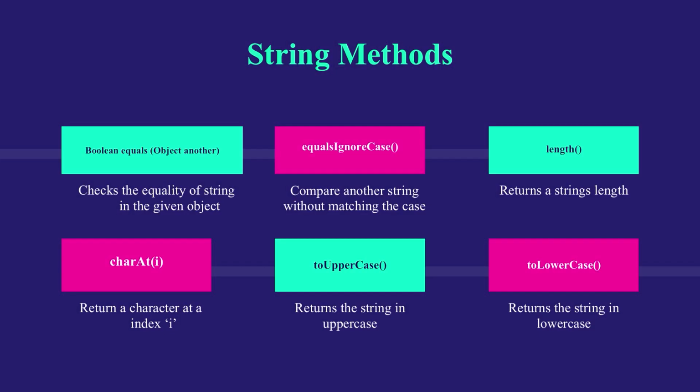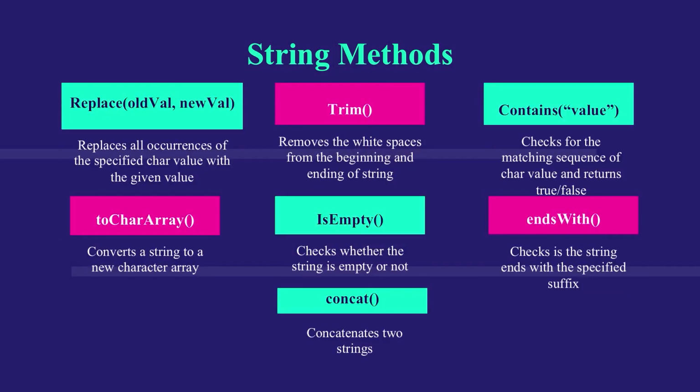The next is the toLowerCase method, which returns the string in lowercase. The next method is the replace method, which replaces all occurrences of the specified character value with the given value. The next one is the trim method, which removes the white spaces from the beginning and end of a string. The next is the contains method, which checks for the matching sequence of character values and returns true or false.